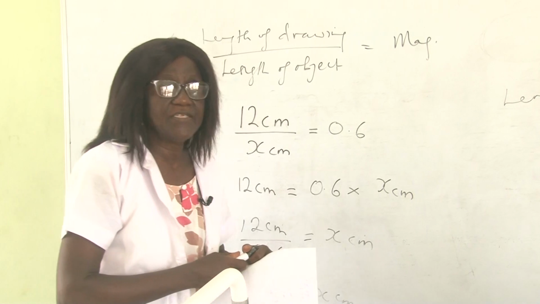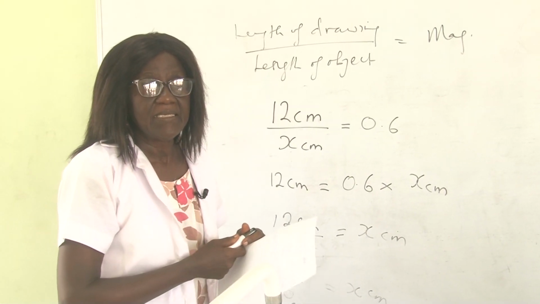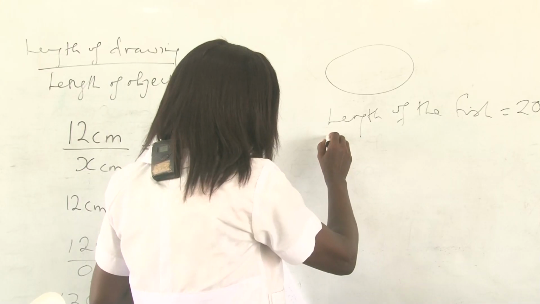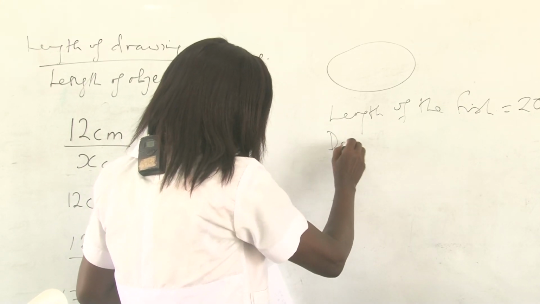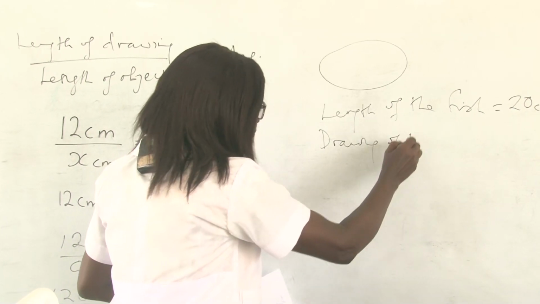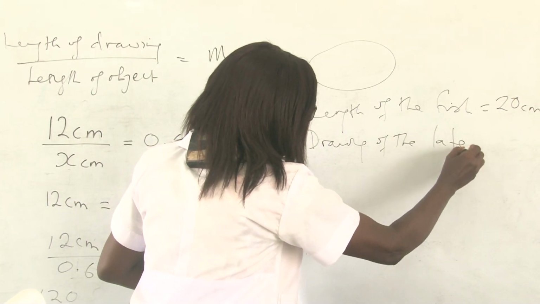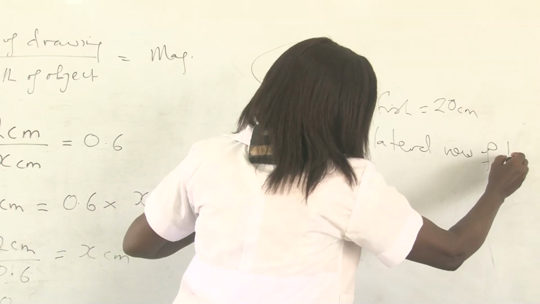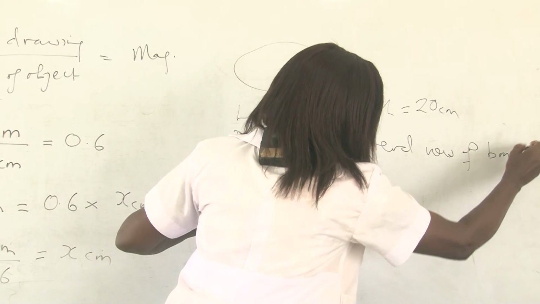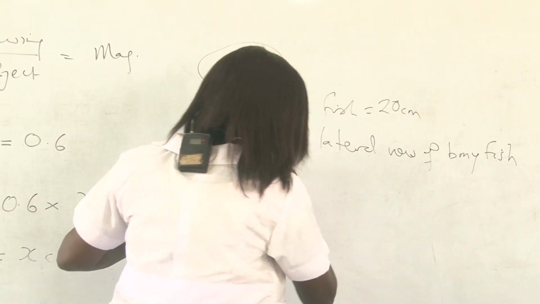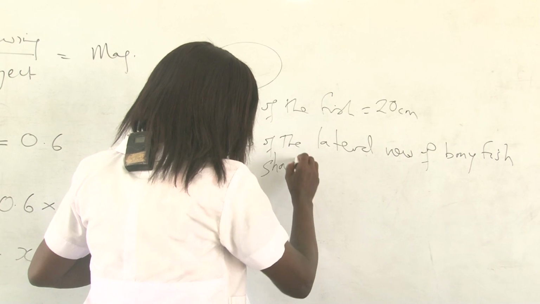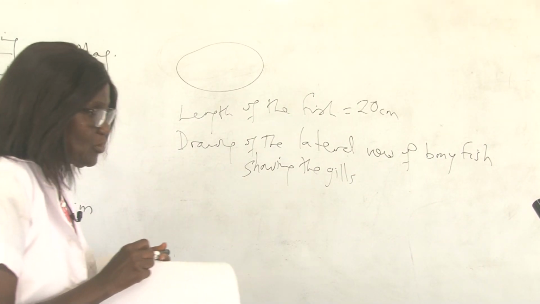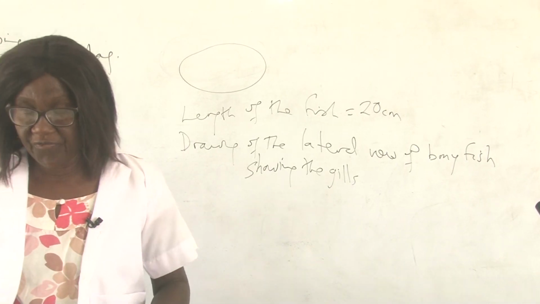The next question is to write the title of the drawing. So the title is: Drawing of the Lateral View of bony fish showing the gills. All right? So that is the title of the drawing.